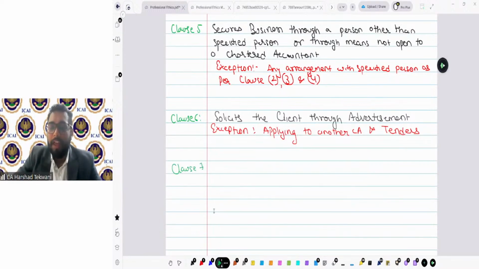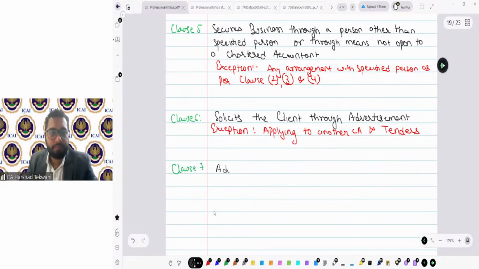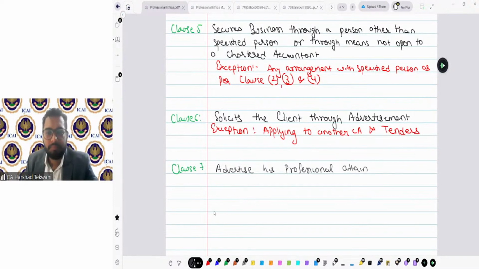Clause 7. If a chartered accountant in practice, a member of the institute in practice, advertises his professional attainments, or for example uses any designation or expression other than chartered accountant on professional documents, visiting card, letterhead, or signboard, in that case he will be held guilty of professional misconduct.